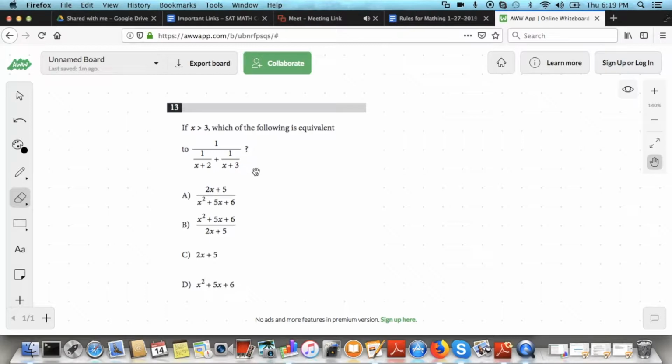Okay. Let's do the strategy. Rule number 1, we're going to plug in values in place of the variables. We're going to find out what this expression is when x equals, well, something. And then we're going to take that same value for x, plug it into the answer choices, and find out what matches up. Does that make some sense? Yes. Yeah, that general strategy?